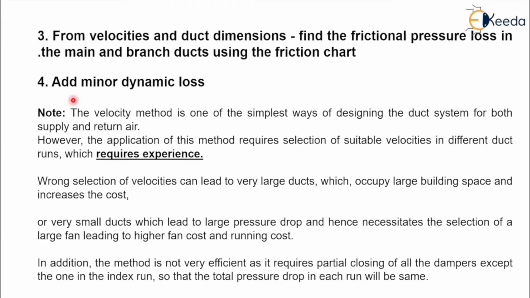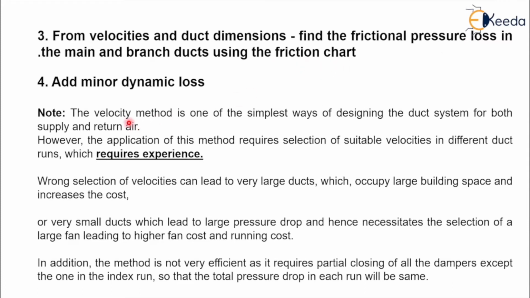Now in the fourth step, add minor or dynamic losses. You can say there are minor losses, like a sudden bend in the duct. A sudden contraction or a sudden expansion in a duct are also minor losses. So we will add all these minor losses to the frictional pressure loss which we calculated at step number 3 from the friction chart.